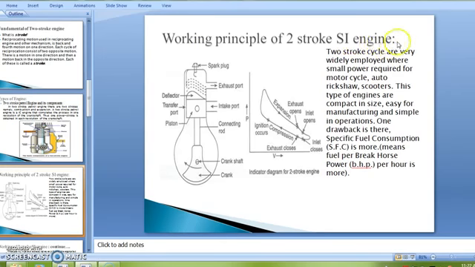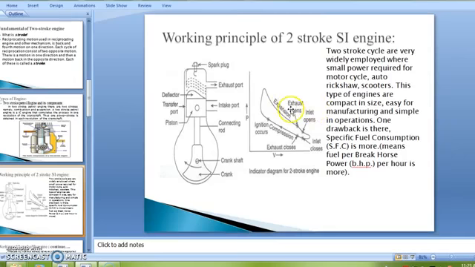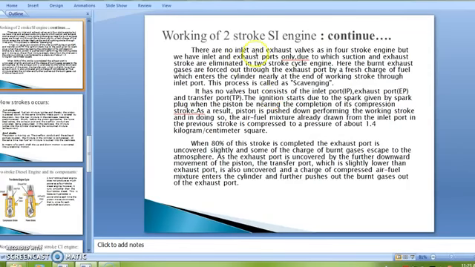Working of the two-stroke SI engine. The two-stroke cycle is very widely employed where small power is required, for motorcycles, auto rickshaws and scooters. This type of engine is compact in size, easy to manufacture and simple in operation. One drawback is that specific fuel consumption is more. This is the working of the two-stroke engine and this is its working cycle. There is no inlet and exhaust valve as in a four-stroke engine, but we have inlet and exhaust ports only, due to which suction and exhaust strokes are eliminated in the two-stroke cycle engine.